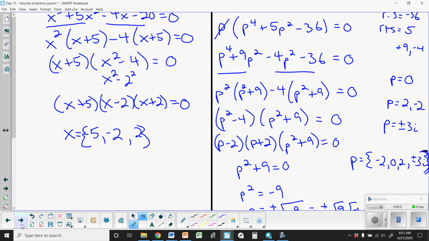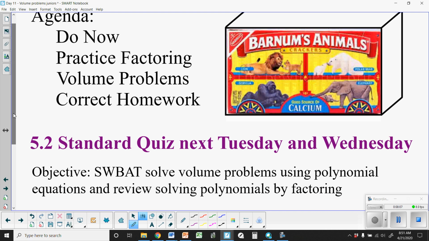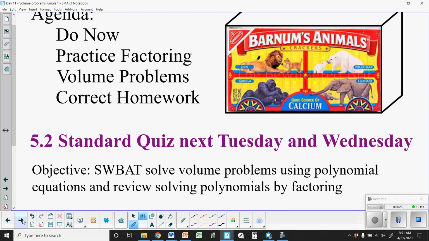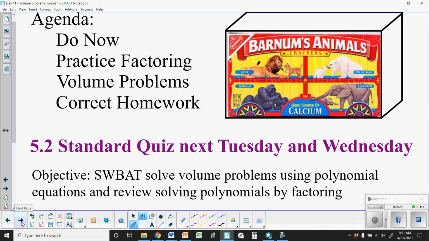So let's look at today. We're going to be doing some more practice for factoring. We're doing another volume problem. Notice that we have our standard quiz next Tuesday, Wednesday. Remember, that's this Tuesday, Wednesday would be a week from today. And we're going to solve volume problems using polynomial equations, because we first have to remember to write that polynomial equation, and then we're going to review solving some polynomials by factoring. And again, like I said, next class we're going to do some sort of matching activity using a different program.